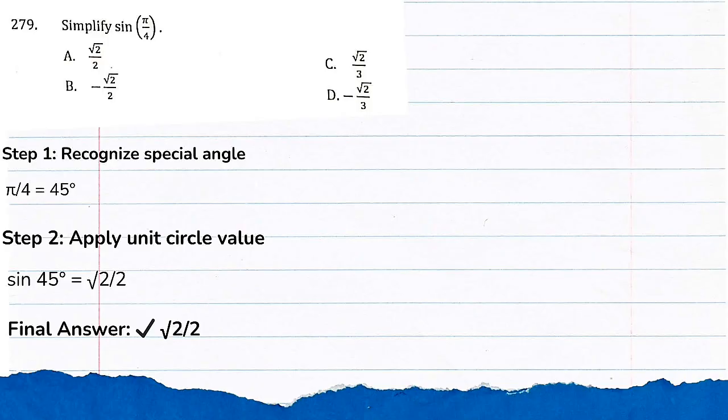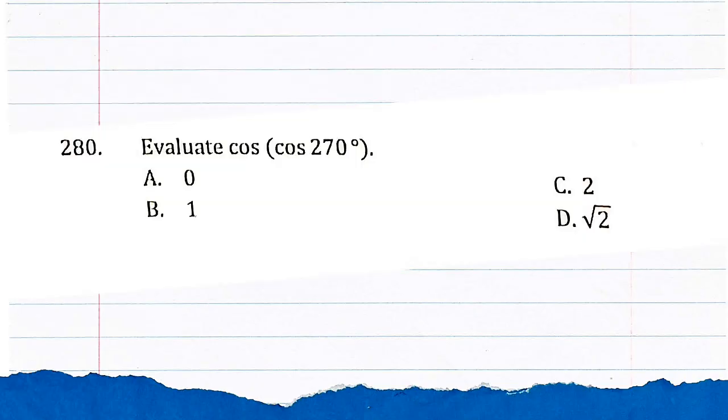So this is a memorized special angle result. Therefore, the final answer is square root of 2 over 2. For question 280, evaluate cosine of cosine 270 degrees. A, 0, B, 1, C, 2, D, square root of 2.